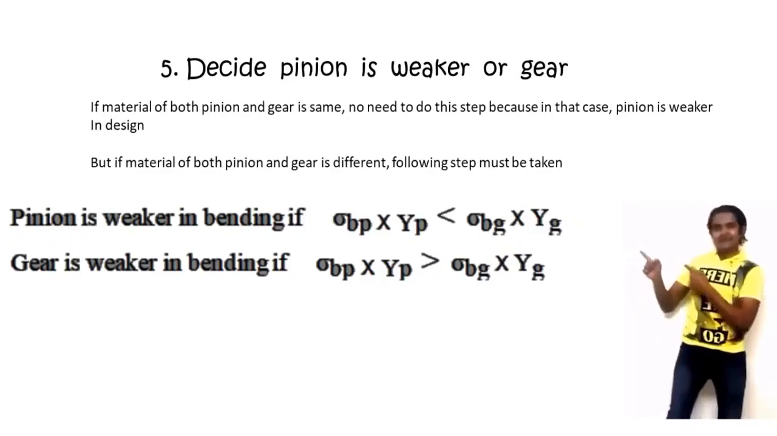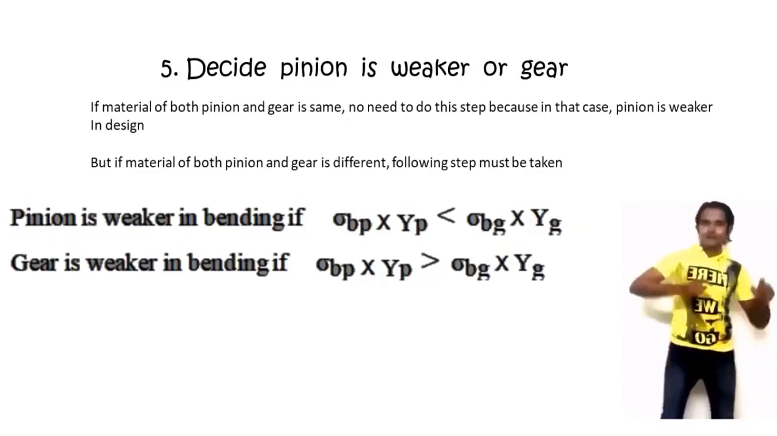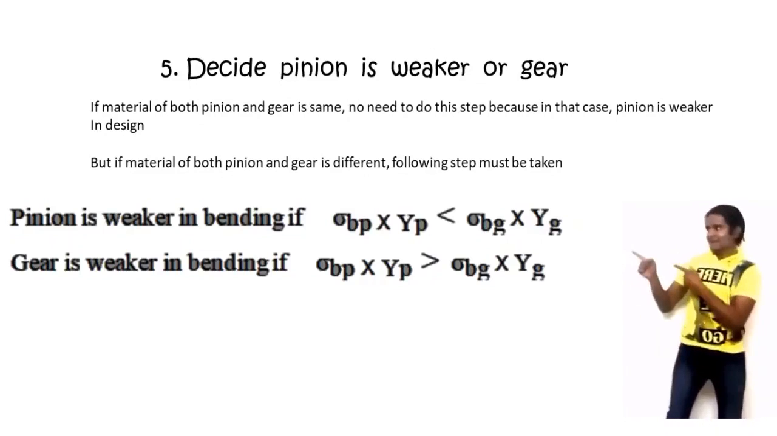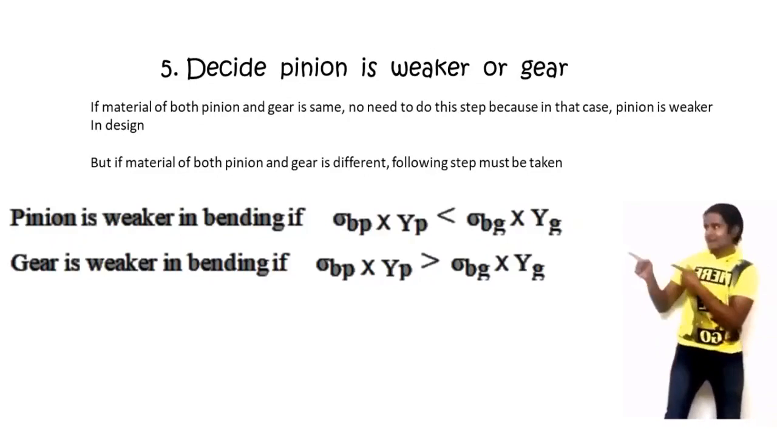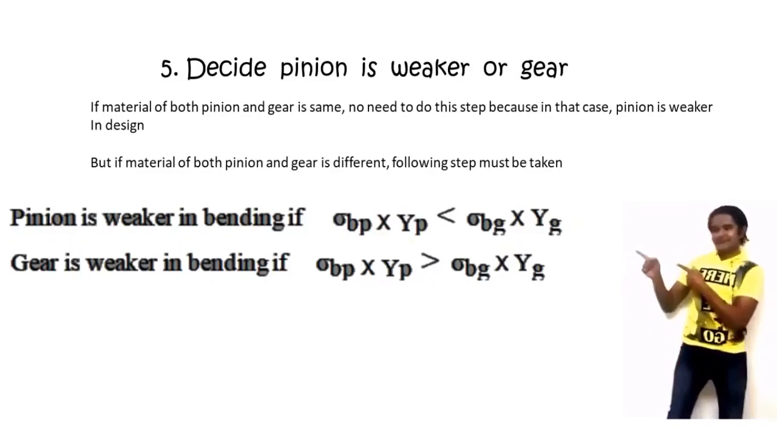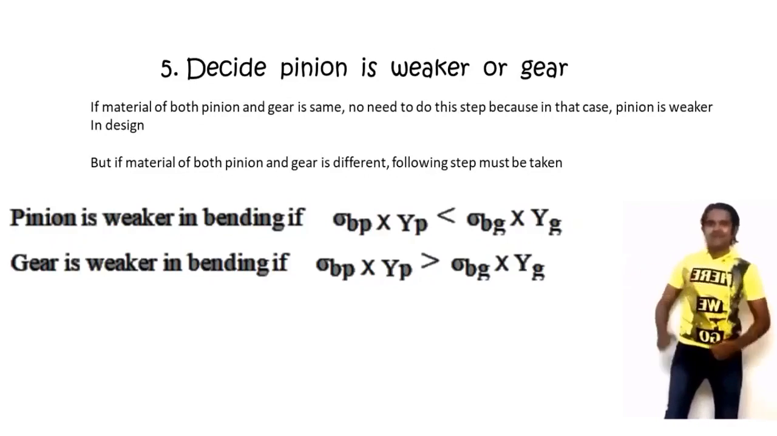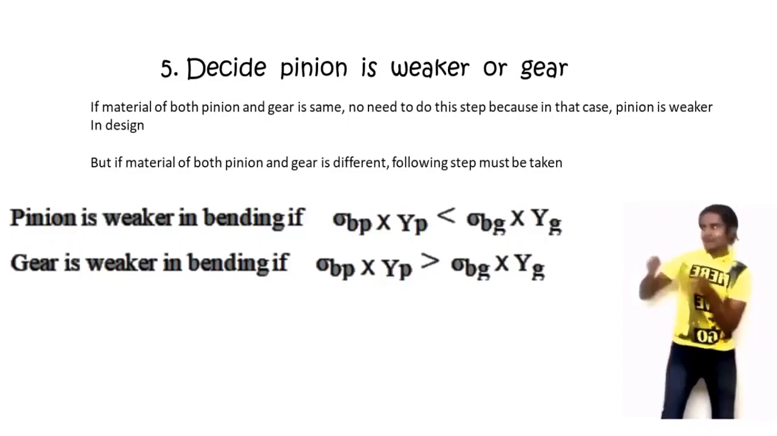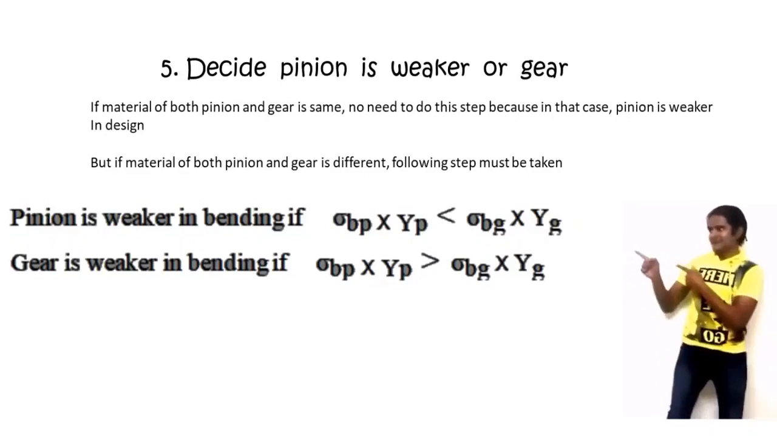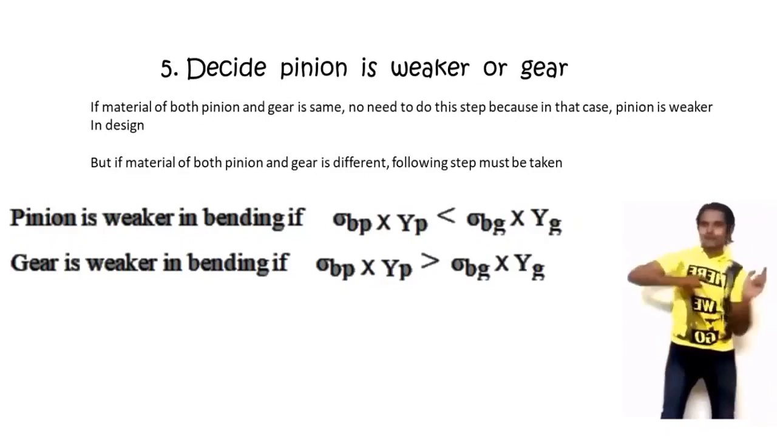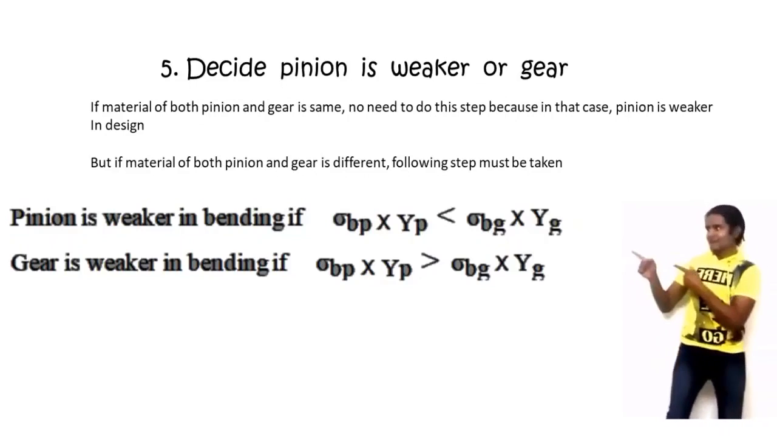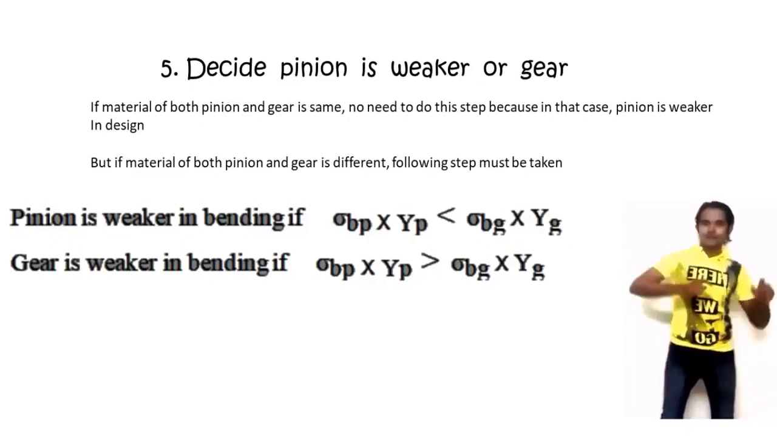You can see in the first step. And if the value of gear is less, then the gear is weaker in bending according to the second formula. So this is the fifth step, and it is necessary to decide here, before calculating the beam strength, whether the pinion is weaker or the gear is weaker, and we do it in this fifth step of the spur gear design. This formula is also not there in Bhandari design data book, so you should remember how to select which one is weaker, pinion or gear.